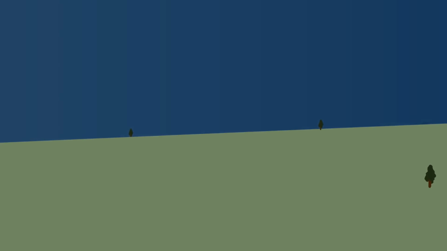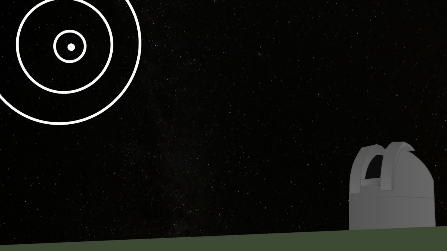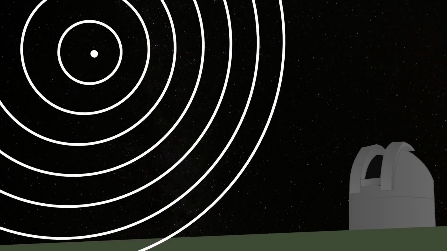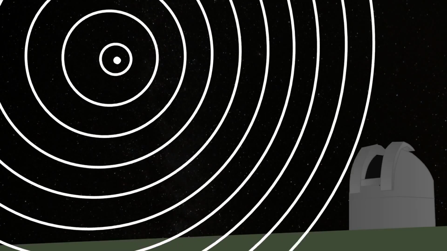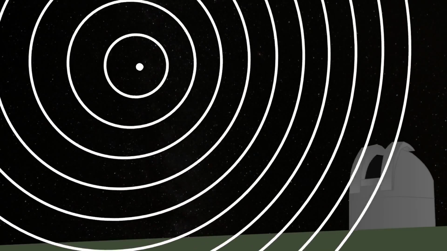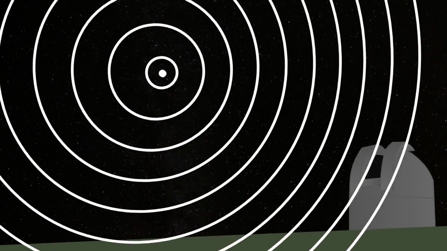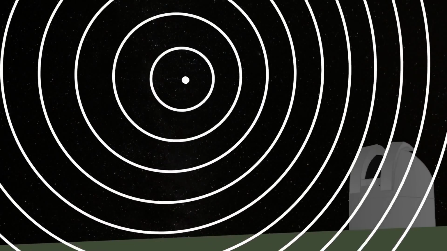It also affects another kind of wave, light. So let's say you look out your observatory and you see a star. Just like the car's sound waves, if the star is moving towards you, even just a little bit, the light waves that it emits will be bunched up, meaning that you see the light at a higher frequency than it actually is. Frequency in sound is pitch, so what does it mean for light?